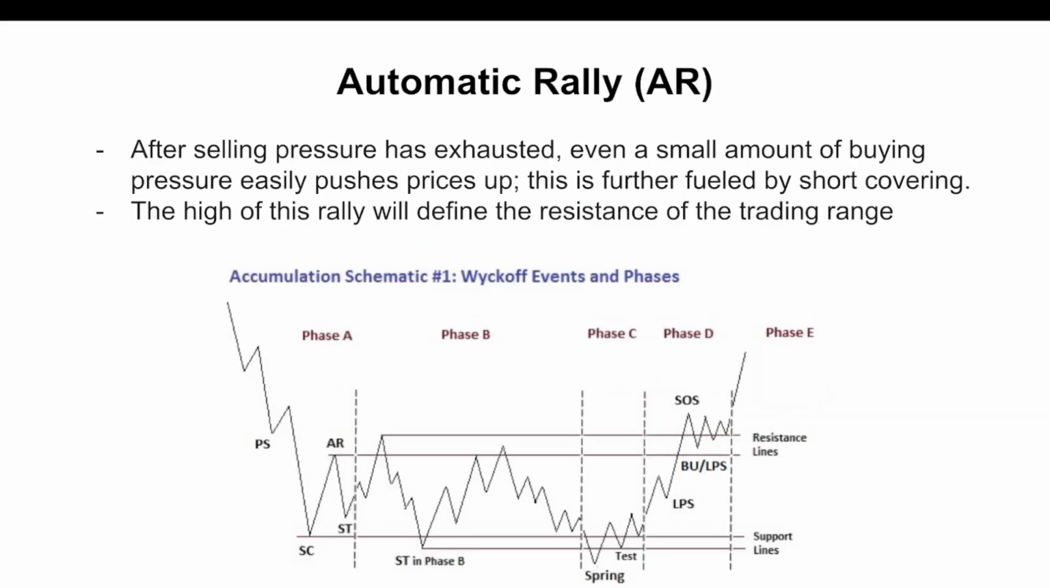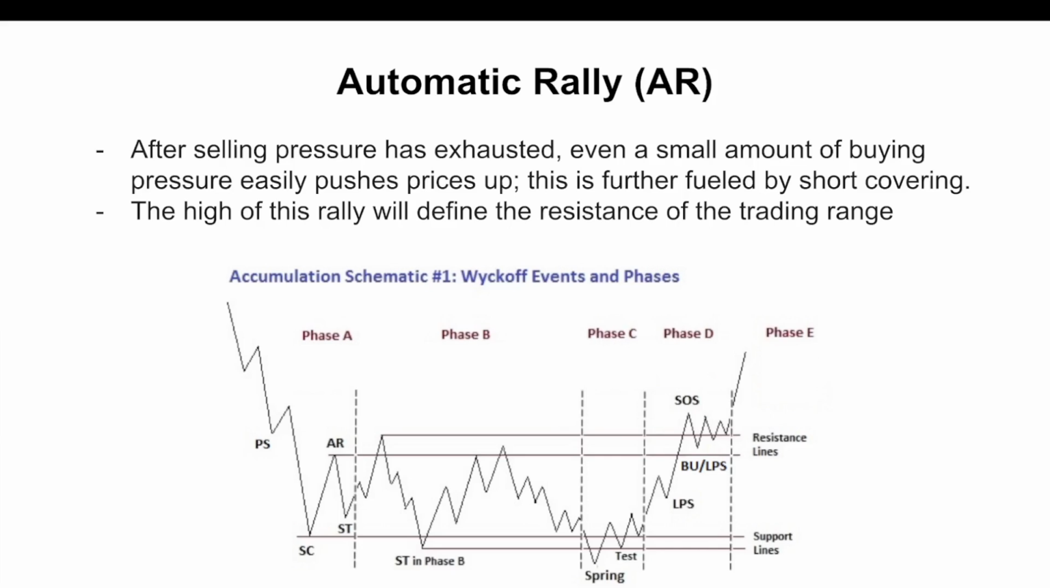The next one is the automatic rally. After that panic selling ends, we get an automatic rally or AR. The automatic rally is the immediate rally after the selling climax, right? Because selling pressure is exhausted, even light buying pushes price up quickly, and shorts start to cover, adding fuel to the rally. This creates the upper boundary of the trading range or the resistance. So that is for the automatic rally.